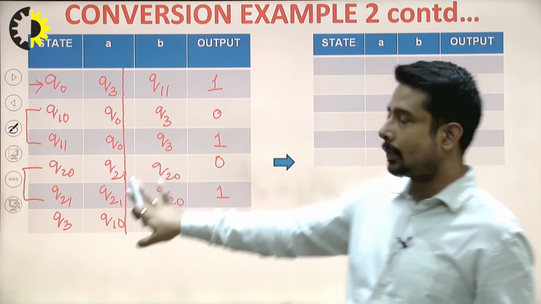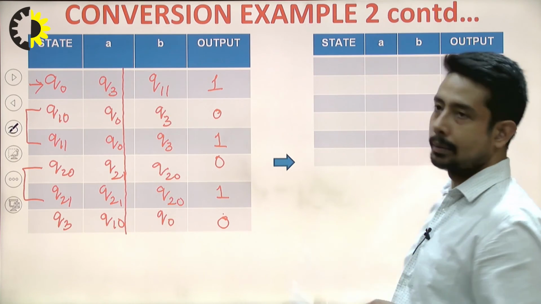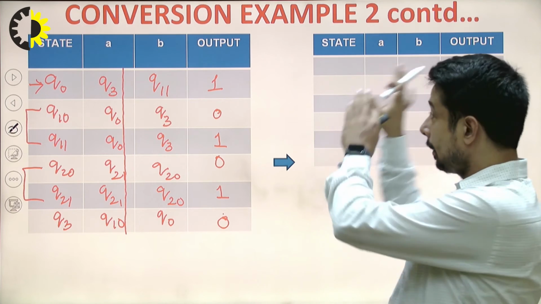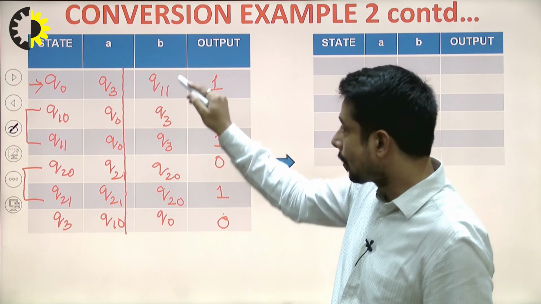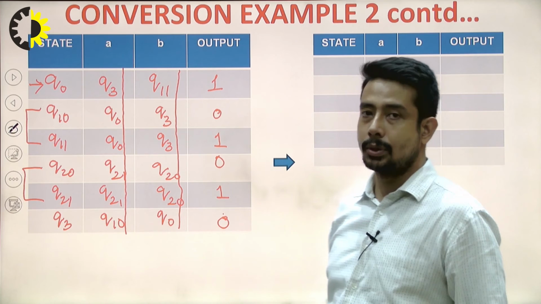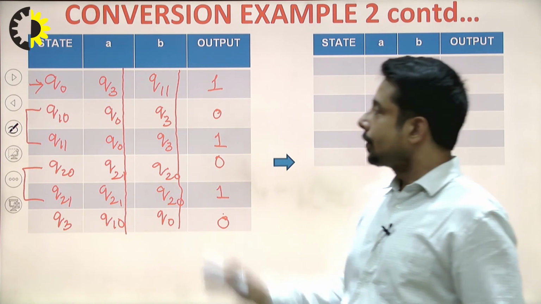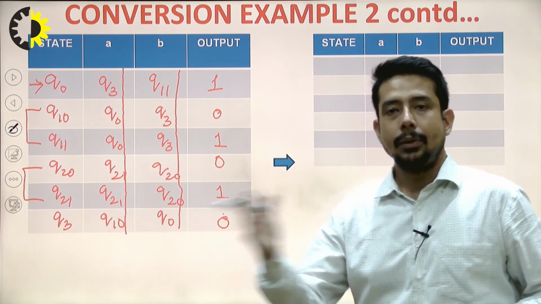But I have skipped one particular step and directly shown this concept over here. I haven't drawn one more column where all the output states are associated. No, I have not drawn that. I have directly taken the output. So this is how you can convert a Mealy to a Moore machine.